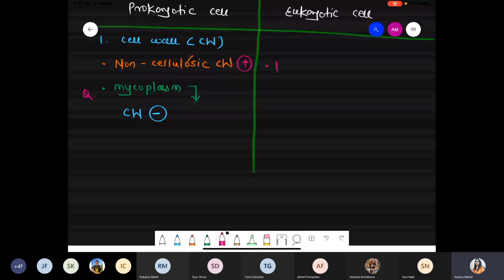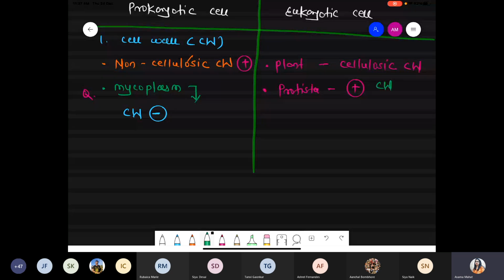In case of the plant cell, whatever the layer is present, that is cell wall. That cell wall is made up of cellulose, which is a major component. So a cellulosic cell wall is present. In case of the protista, also, cell wall is present. So I'm writing just present. That is, cell wall present, because in case of the protista, we always read those parts.